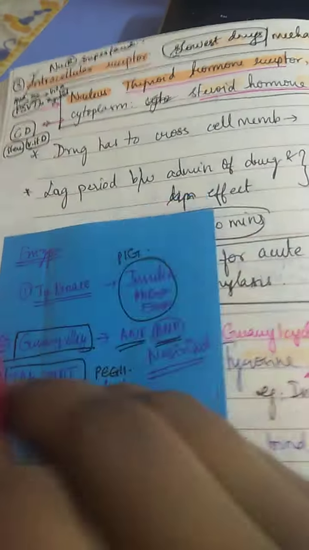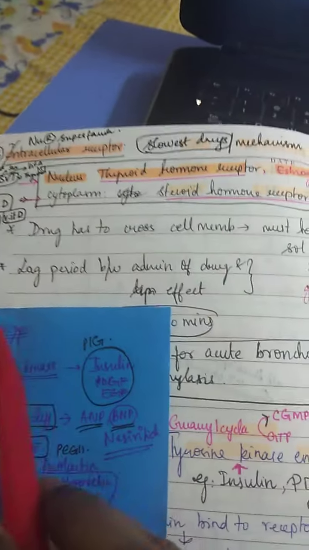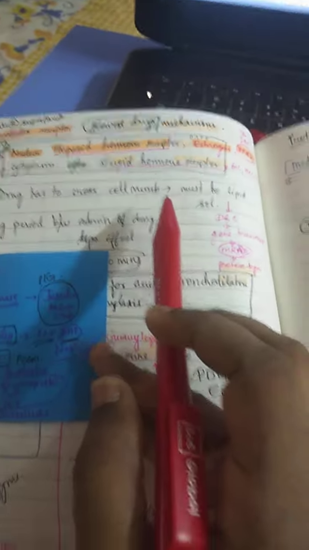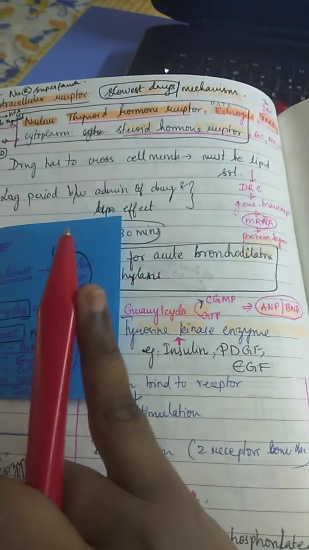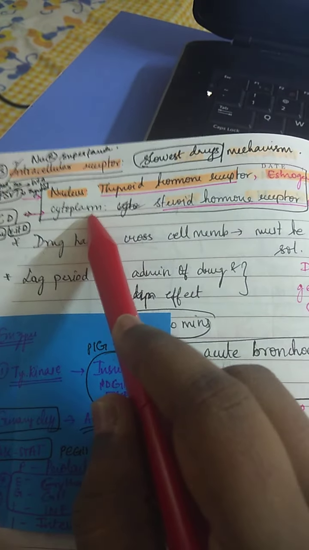Next, intracellular receptors and enzyme receptors. For the intracellular receptors, the drug has to cross the plasma membrane and go inside to produce its action. Since it has to cross the cell membrane, it should first be lipid soluble. That is very important. And the receptors will be present either in the nucleus or the cytoplasm.